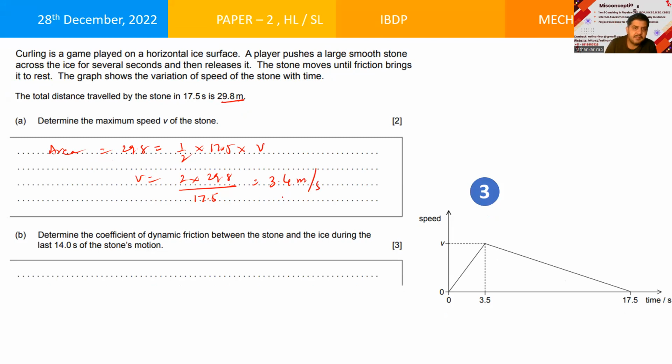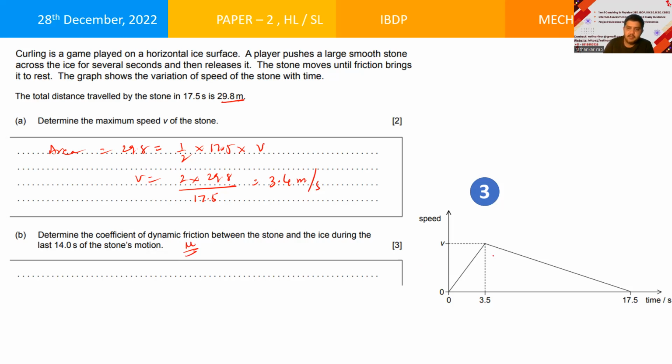What about significant figures? So here 3, here 3.5 over here. So therefore, let me keep it only in 2 significant figures. Then determine the coefficient of dynamic friction between the stone and the ice during the last 14 seconds. You need to find out the value of mu over here. Now, how do I find the value of mu?